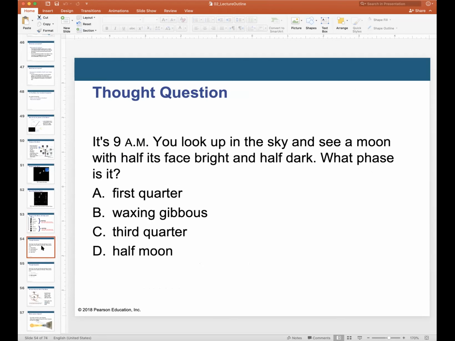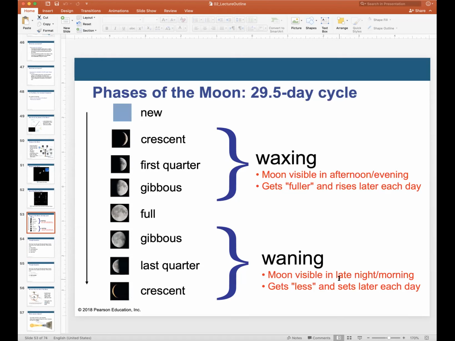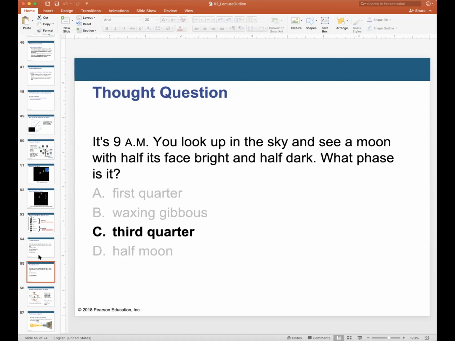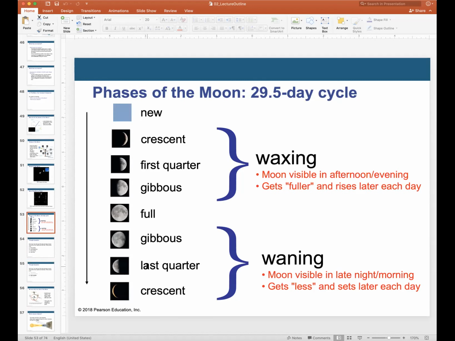Thought question. It's 9 a.m., so it's in the morning. You look up in the sky and see a moon with half its face bright and half its face dark. What phase is it? Now, it's 9 in the morning, so you're seeing it in the morning. So it's waning. It is one of these. Let's take a look. Third quarter, or last quarter. First quarter, second quarter, third quarter, or last quarter. Half of its face is dark, half of it is bright.